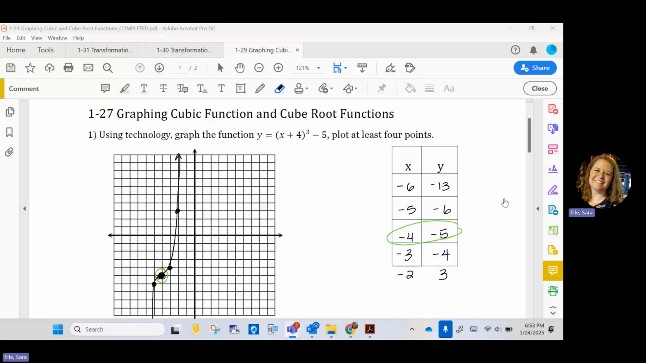This video is our first set of notes for Unit 7, which is going over cube and cube root functions.